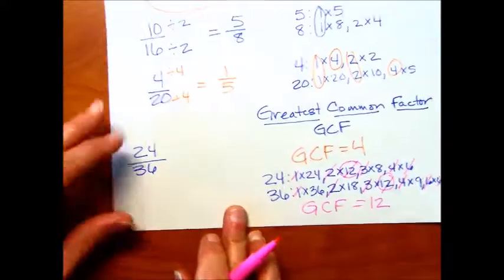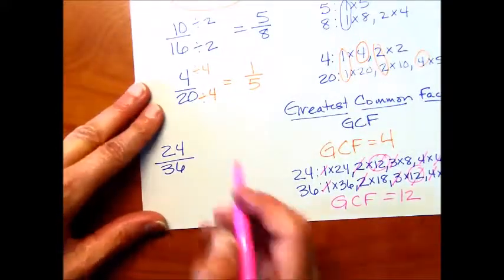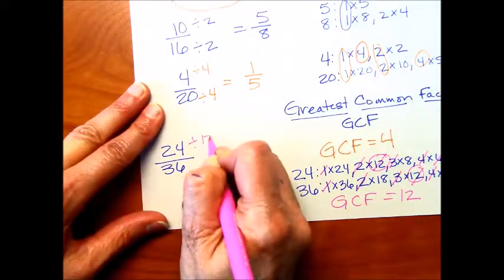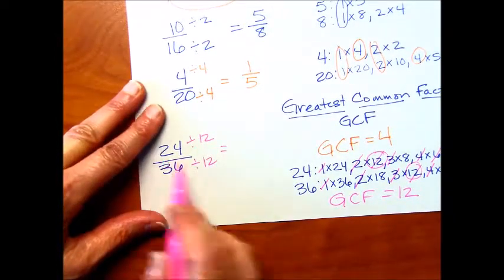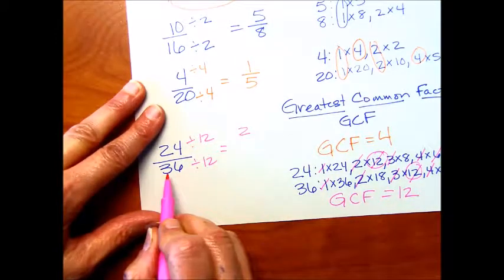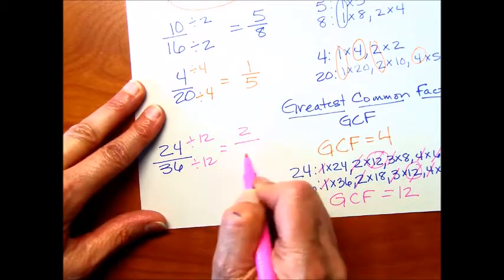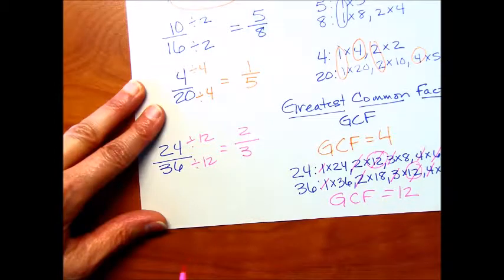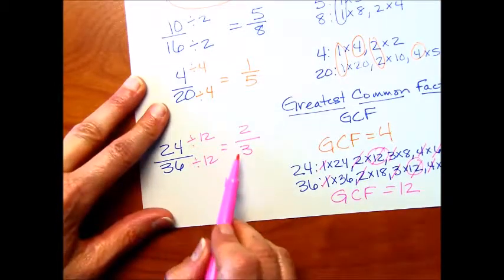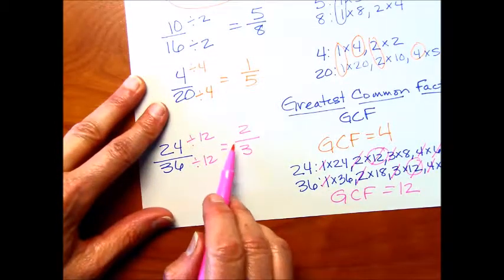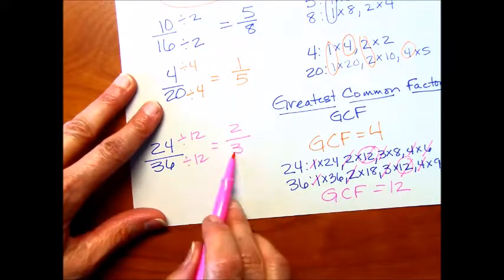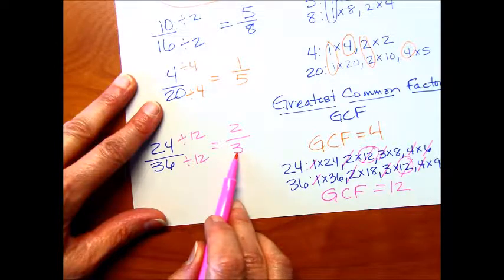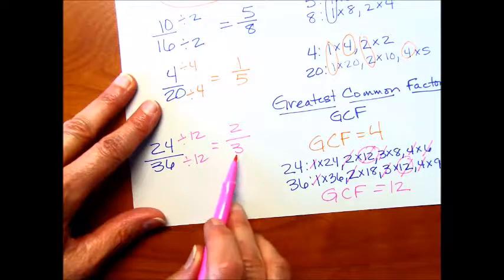Now that I have the greatest common factor, I'm going to divide by that number. 24 divided by 12 is 2. 36 divided by 12 is 3. This fraction is indeed reduced. The only factors that I have are 2 and 1, and here I have 3 and 1. And again, we're not going to use 1 as a common factor, so this is reduced.